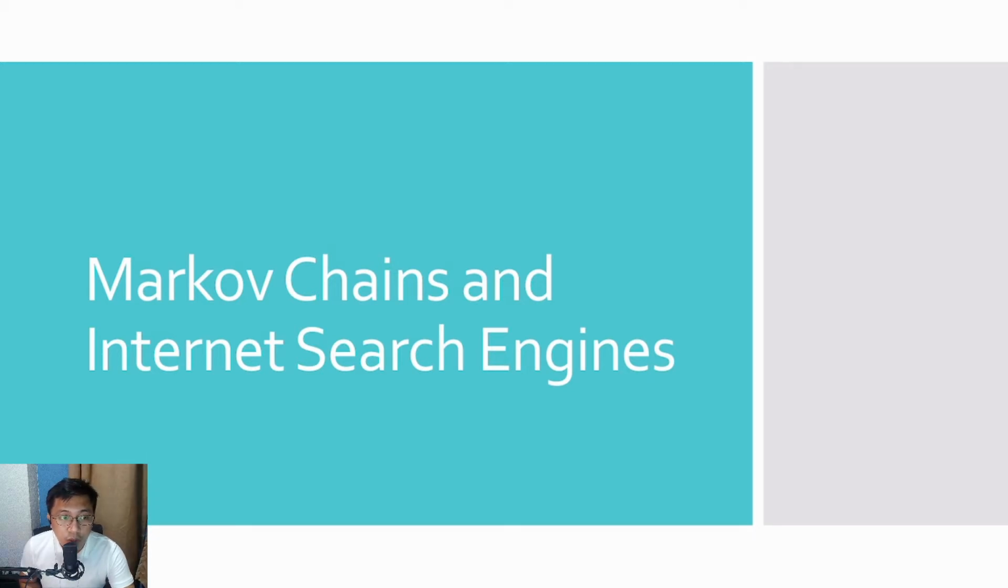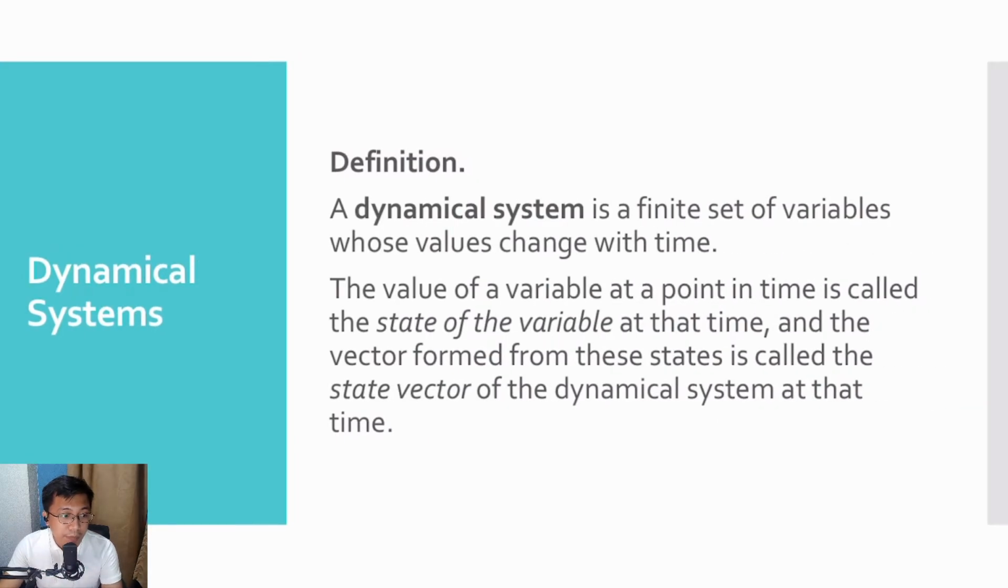Right? So before we proceed to the discussion of Markov chains, let's first introduce a concept which is called a dynamical system. To define it, a dynamical system is a finite set of variables whose values change with time. So to illustrate, what are some examples of a dynamical system?